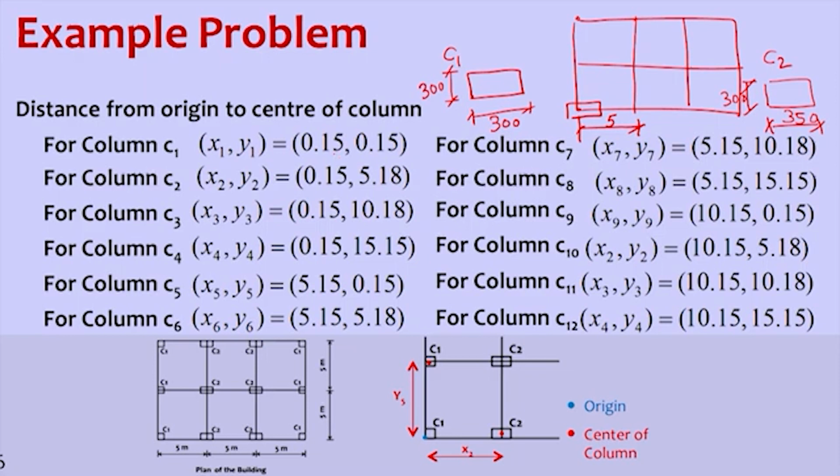So when we are calculating at this location, this is the origin, and from here we have 0.15, that is 150 mm, in x direction as well as in y direction, plus 5 m will add up in calculating the C5 column, where this is C5. So this is how we calculate the center of each column, 0.15 and 0.15, where for the C2 column, 0.15 and 5.18 is in x direction. Similarly for all other columns.